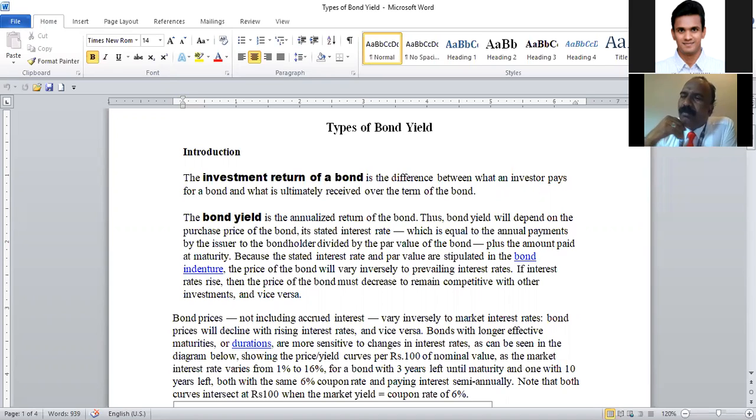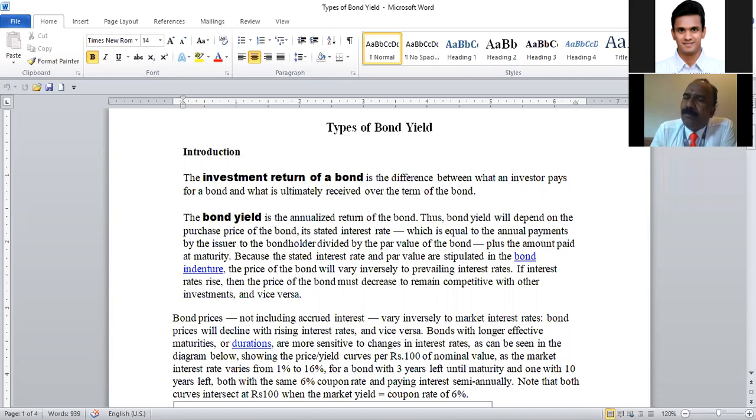Today's lecture is on types of bond yield. There are four types of bond yield that we will look at one by one in detail, and there are a few case studies that we will look at in terms of bond yield. The investment return of a bond, as we have seen, is the difference between what an investor pays for a bond and what is ultimately received over the term of the bond. That is called the investment return of a particular bond.